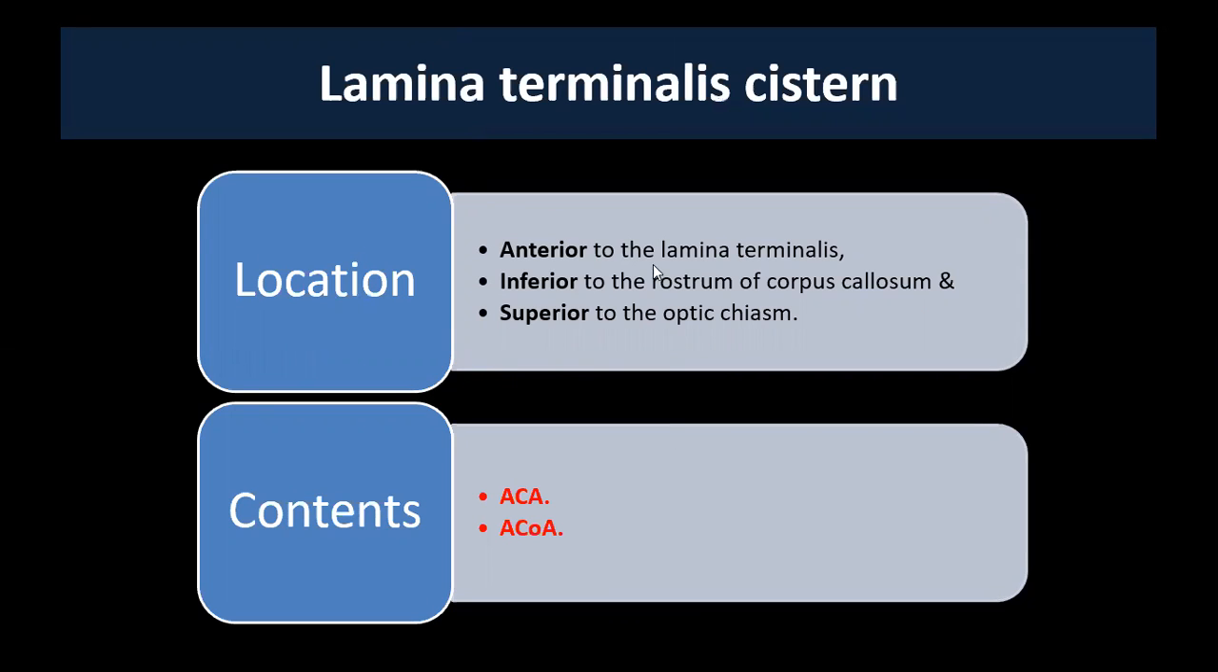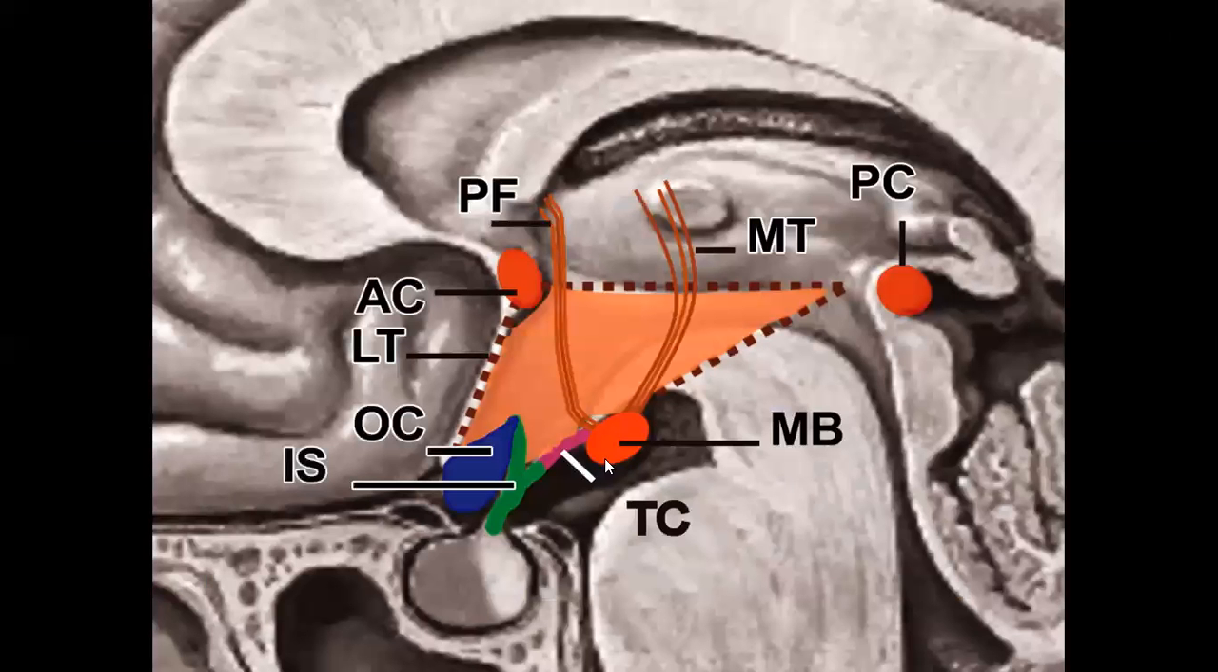The lamina terminalis cistern we have told before. It is anterior to the lamina terminalis, which is the anterior wall of the third ventricle. It contains the anterior communicating artery and the anterior cerebral artery. This is a surgical diagram showing the anterior wall of the third ventricle and the lamina terminalis, and the lamina terminalis cistern is located here.